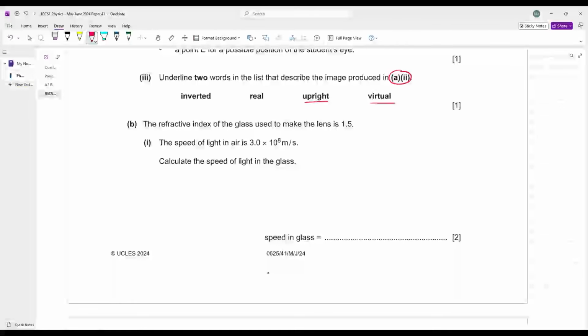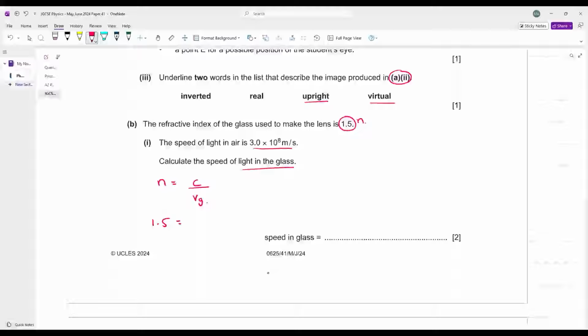The refractive index of the glass used to make the lens is this. अच्छा जी, ये आपका रिफ्रैक्टिव इंडेक्स आ गया. The speed of light is this. Calculate the speed of light in glass. So what will you say? Refractive index is equal to the speed of light divided by the speed of light in glass. रिफ्रैक्टिव इंडेक्स है बेटा 1.5.